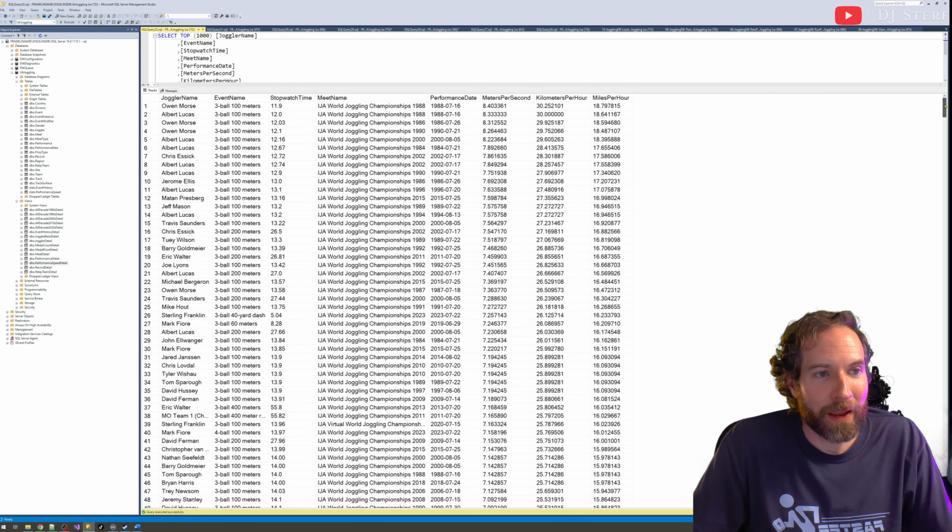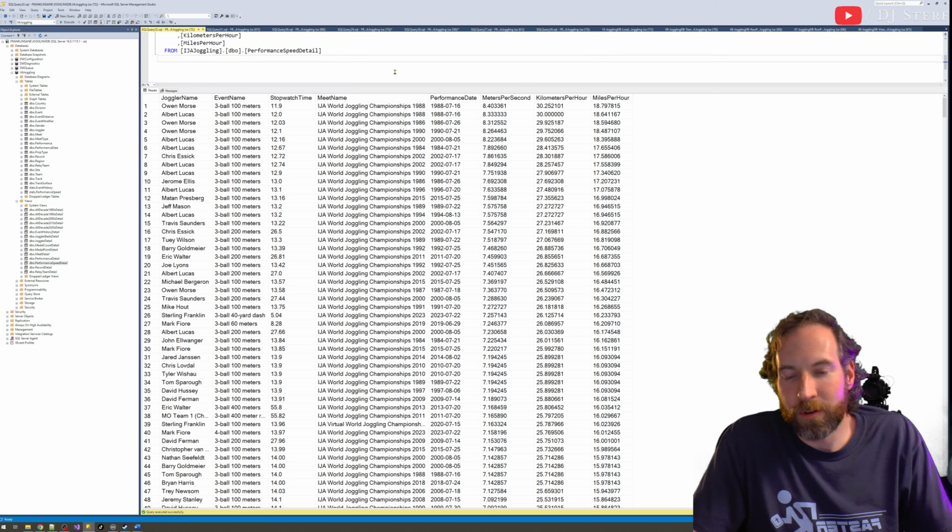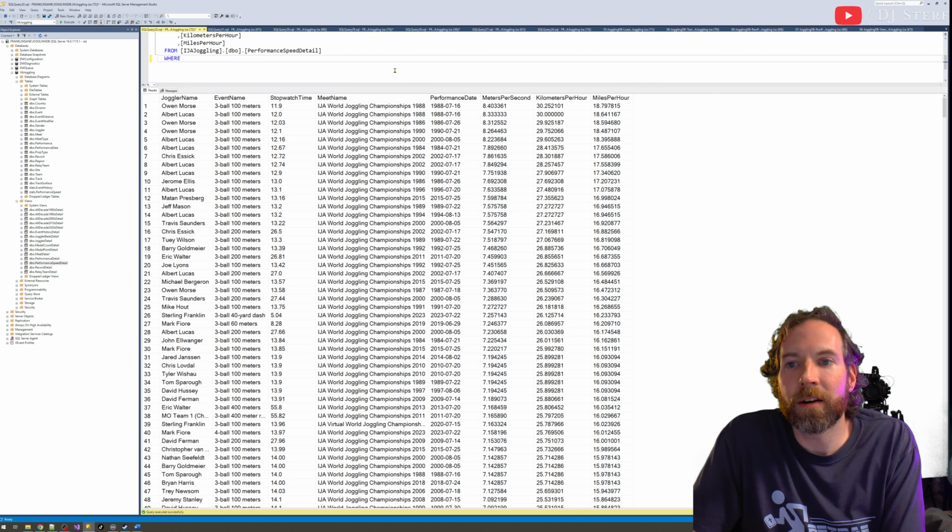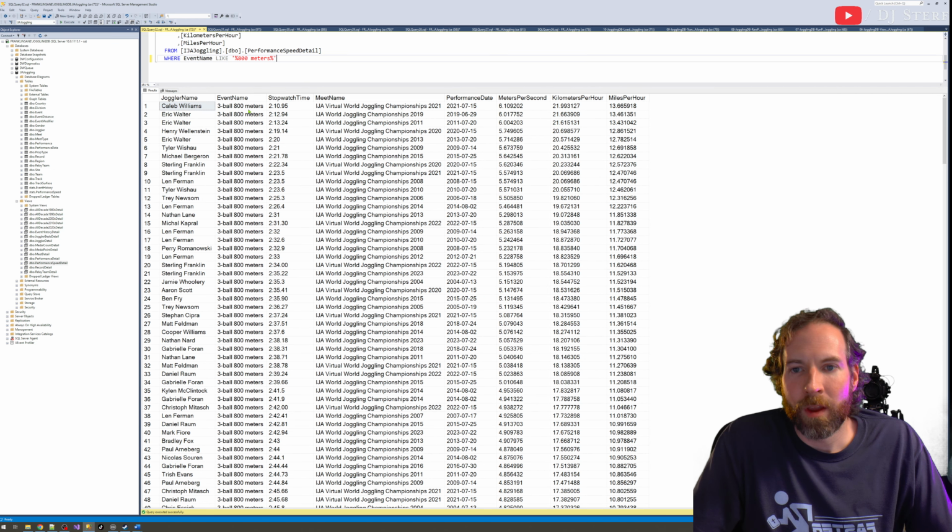So now you can stratify this and filter it down per event. Like if you do where event name like 800 meters. Yeah, that's wild. 13.66 miles an hour at 210.95. I'm here at 222.34. That's 12.57 average miles per hour for the entire run.